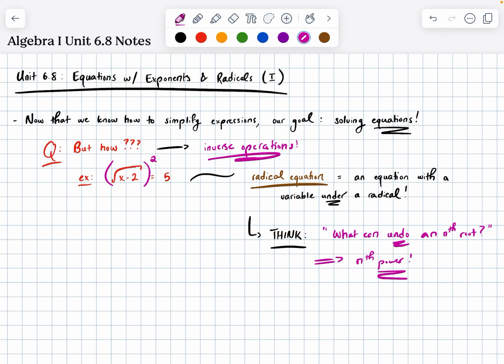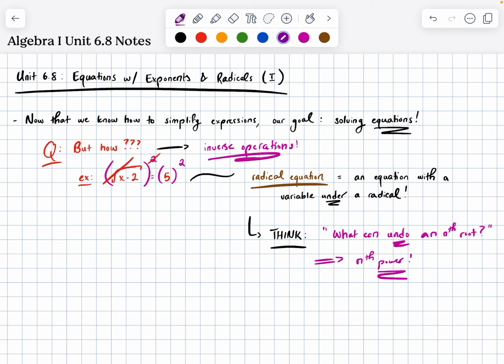Emphasis on that 2, because to undo a square root, well, the opposite of a square root we've seen is a square. So on the left, I'm going to square so that my square and my square root cancel each other out. But remember that this is an equation. So if I square the left side, I also need to make sure that what happens? Well, what I do to one side, I do to the other.